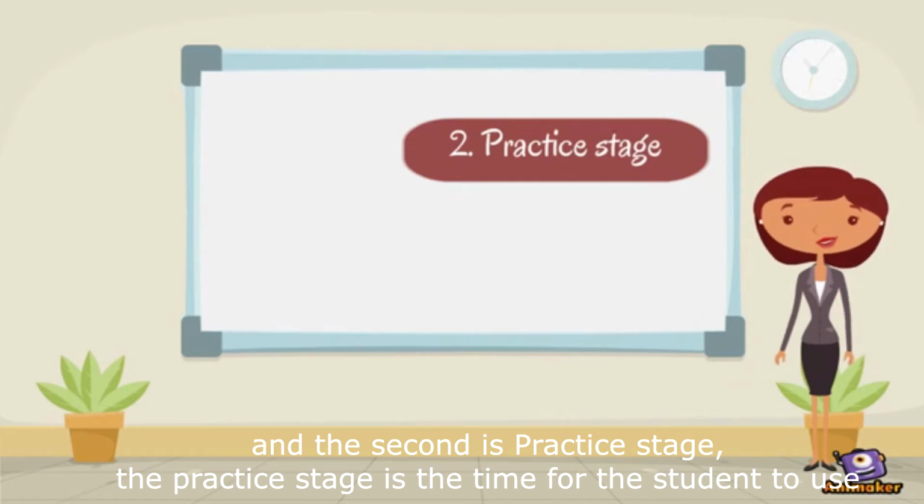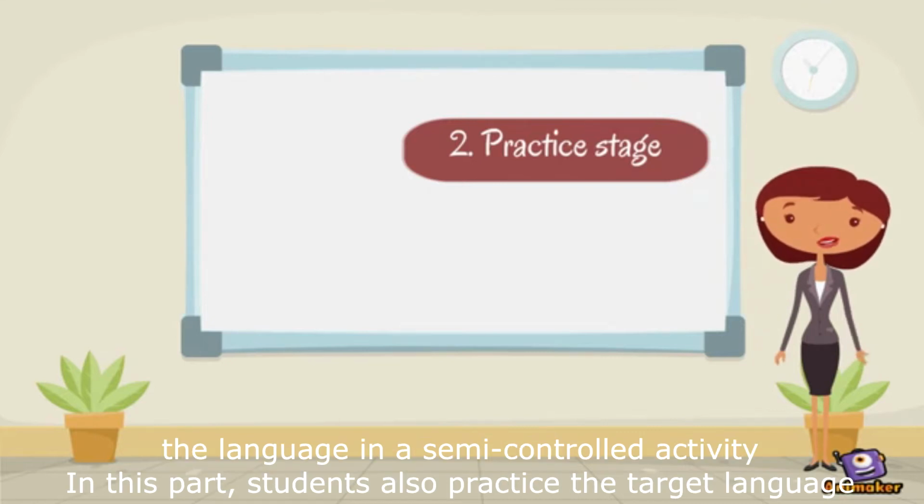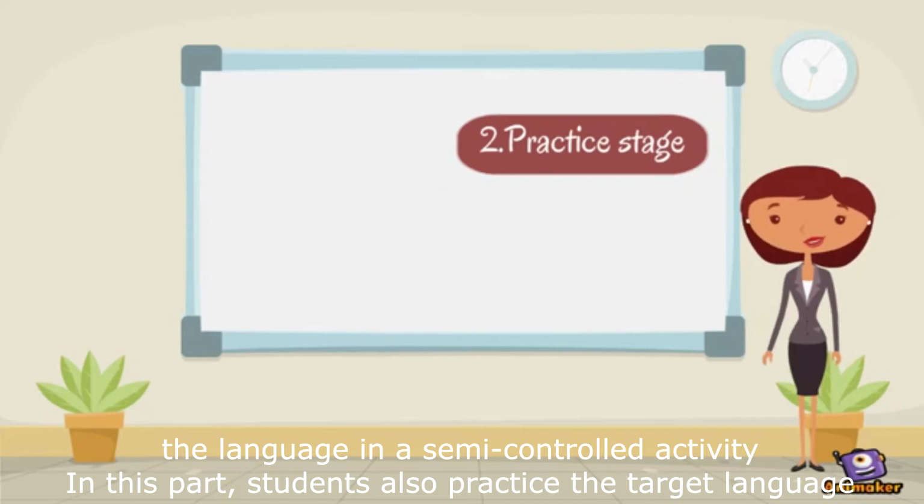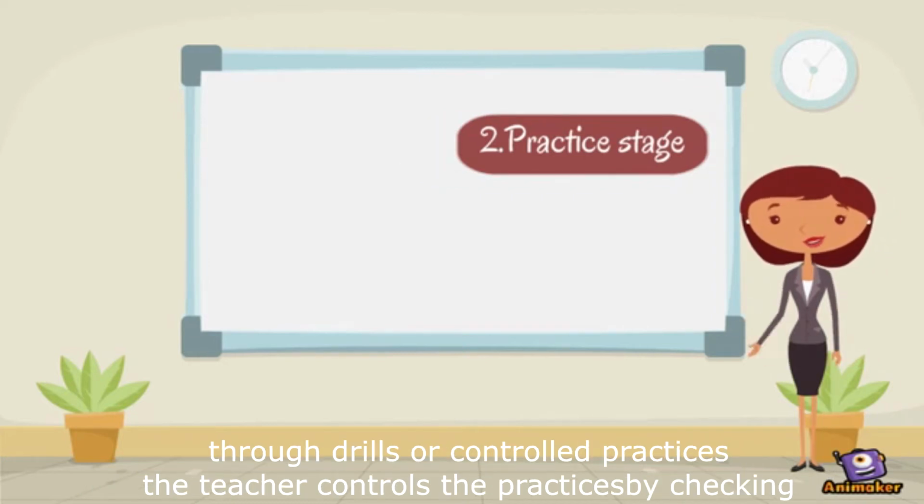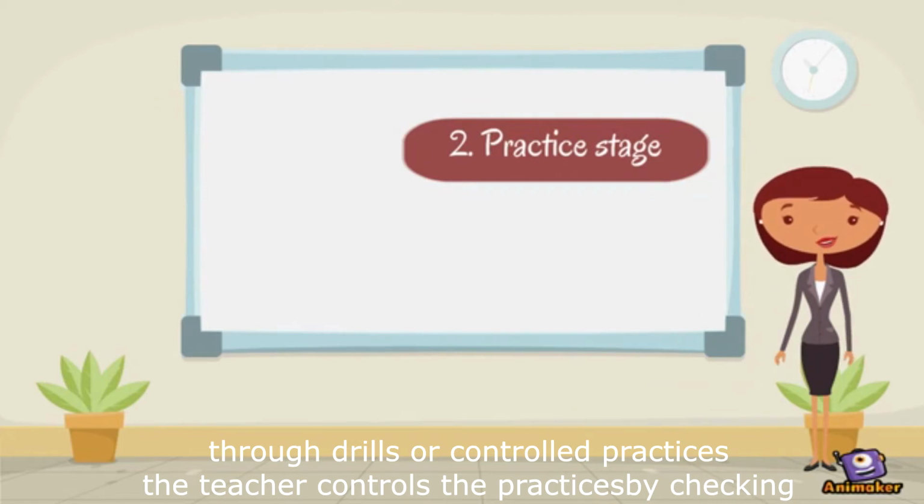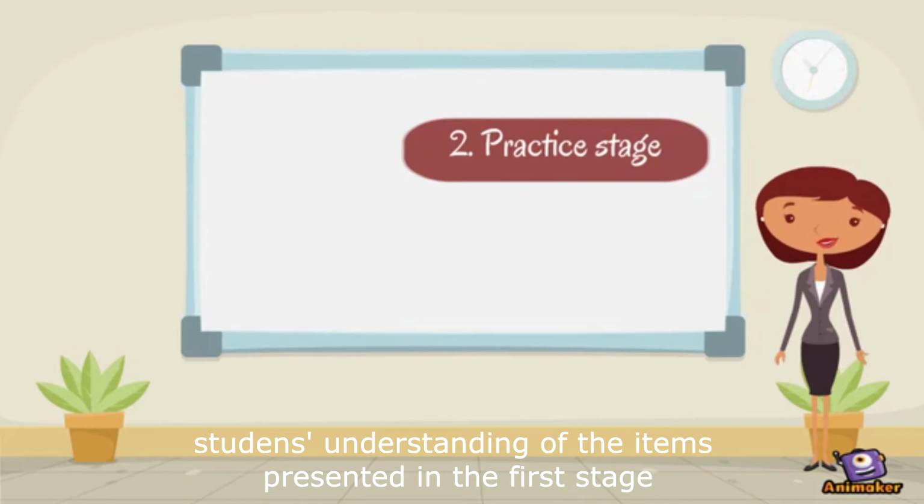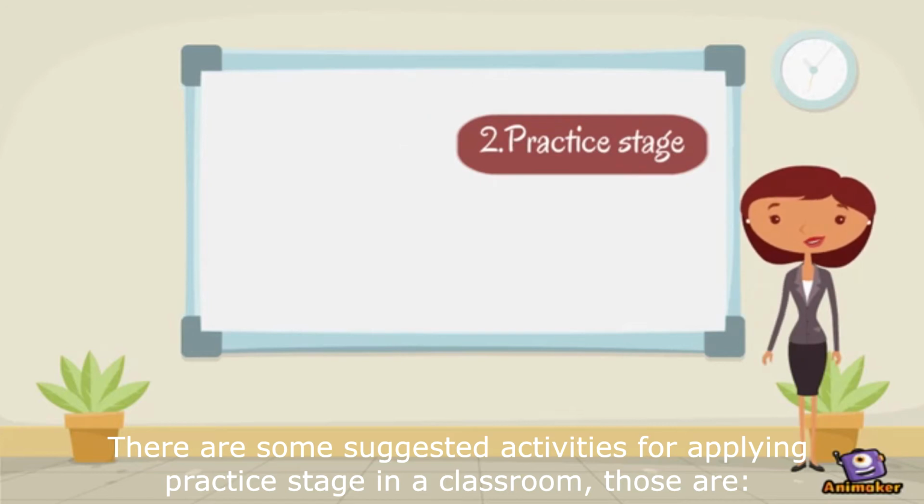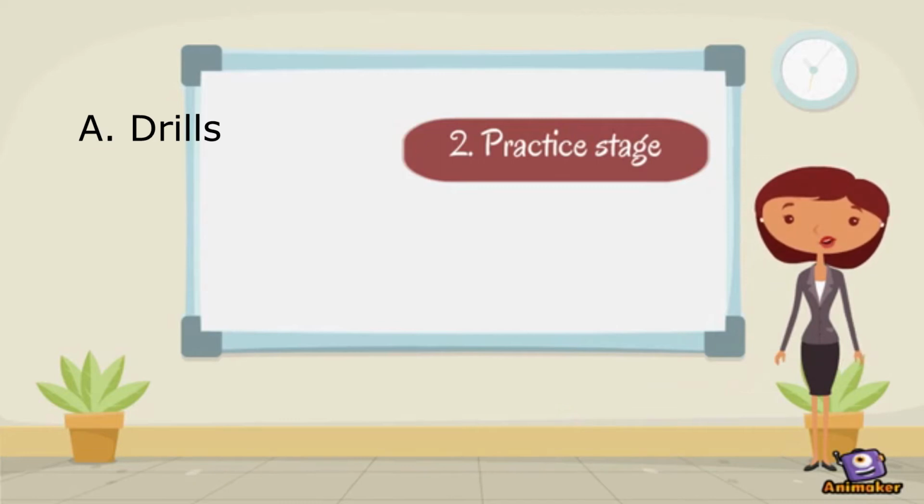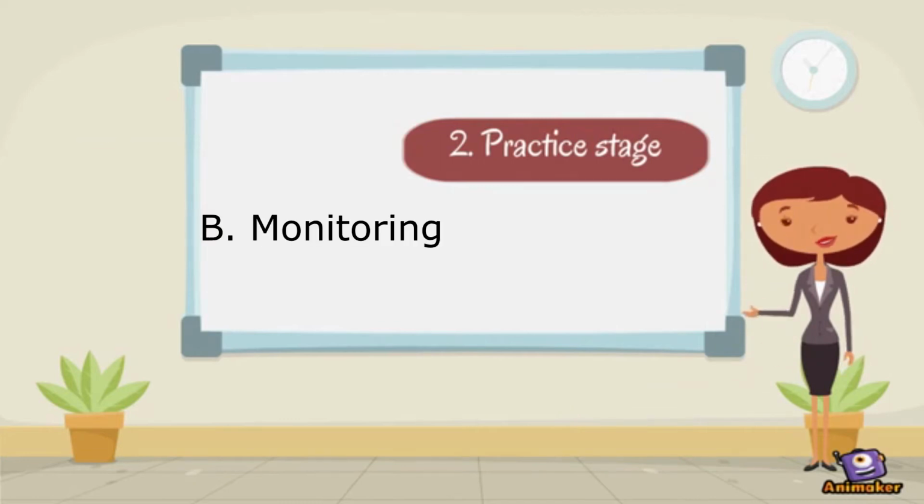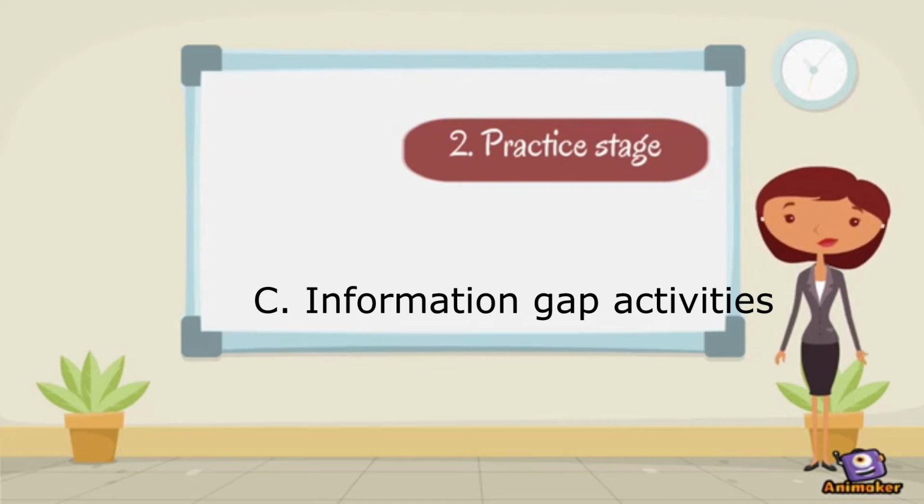And the second is the practice stage. The practice stage is the time for the students to use the language in a semi-controlled activity. In this part, students also practice the target language through drills or controlled practices. The teachers control the practices by checking students' understanding of the items presented in the first stage. There are some suggested activities for applying the practice stage in a classroom. Those are A. Drills, B. Monitoring, and C. Information gap activities.